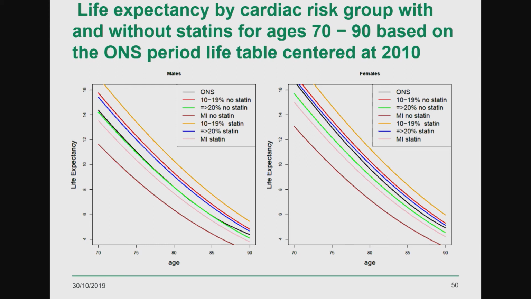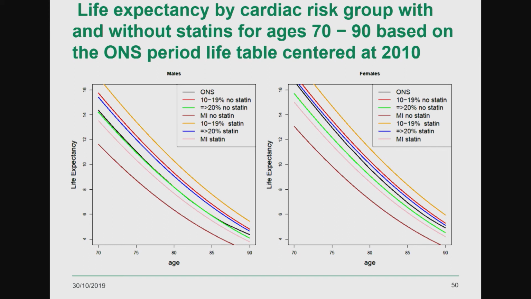So the first thing to note here is that the black line is the overall ONS period life expectancy. And for males, it sits kind of exactly where the green line is, which is our moderate cardiac risk group with no statins. Those people have more or less exactly the period life expectancy which ONS supplies.